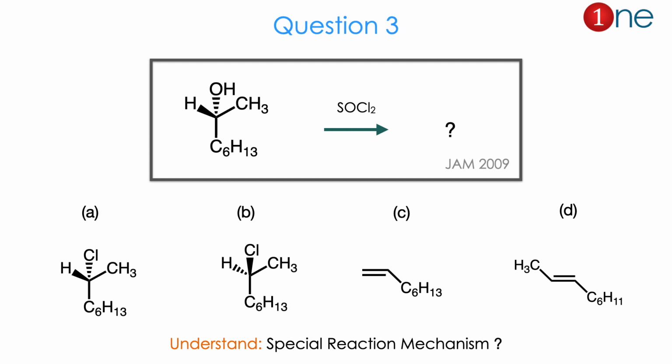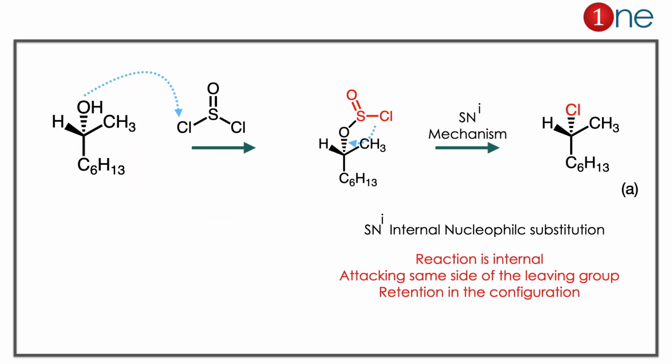From the reactant alcohol and SOCl2, you might realize a special reaction mechanism is involved. The answer is A. Let us see how. The starting material you are having alcohol, you are having SOCl2. Normally it happens through the SNi mechanism. Ni represents internal nucleophilic substitution. It's a kind of internal reaction.